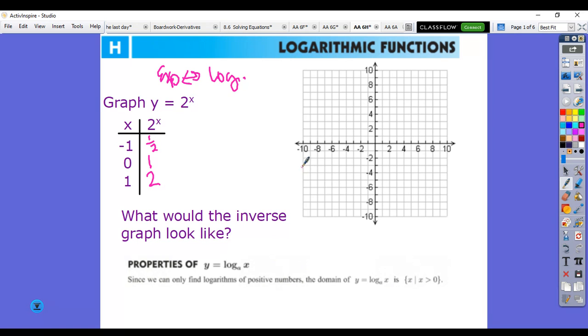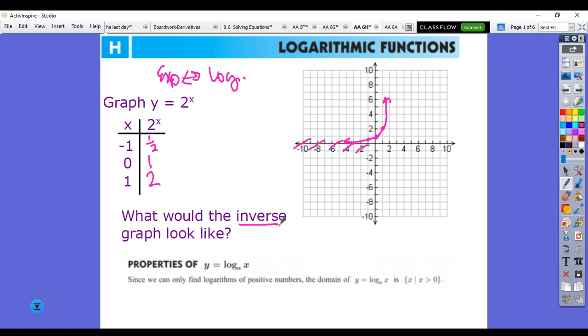Okay, so we've not had a ton of time to really emphasize this, but all exponential functions have a horizontal asymptote on the x-axis. I'm going to graph these 3 points: -1, 1/2, 0, 1, and 1, 2. All exponential functions get big really quick after, and this is getting closer and closer to the x-axis, but it never crosses it. This is what all exponential functions look like.